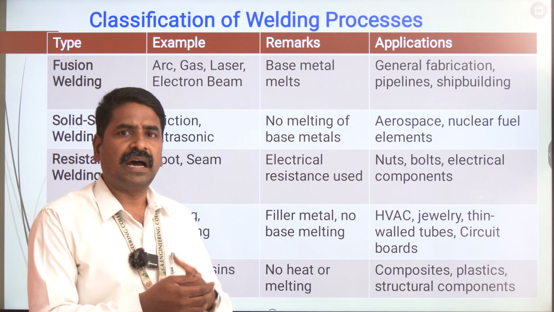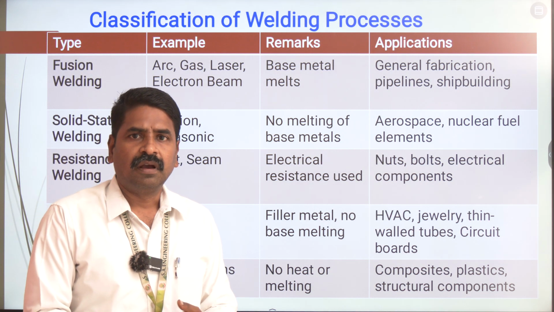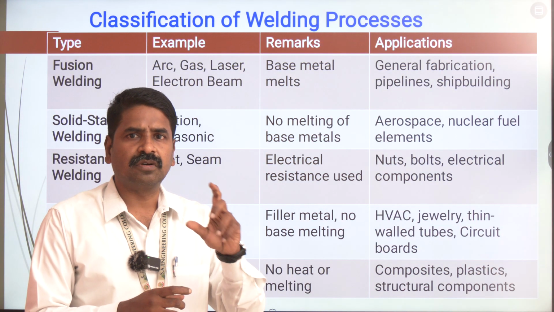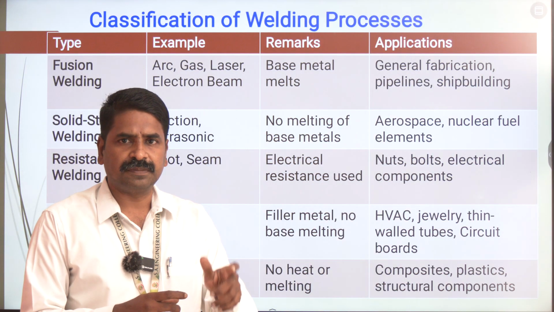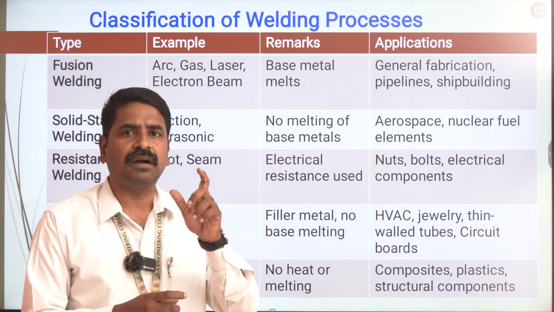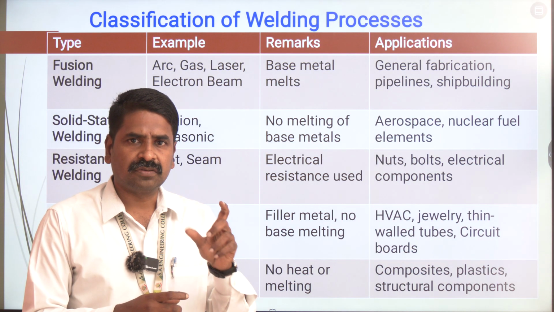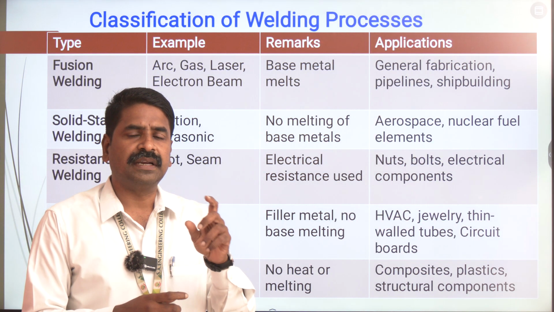Next comes your advanced type of joining process, which is called solid state welding. It is called solid state, which means that the base metal is going to remain in its solid state, or in better words, melting of the base metal or the parent metal is not going to take place. So that is why the term solid state welding. The metal remains solid without getting melted.